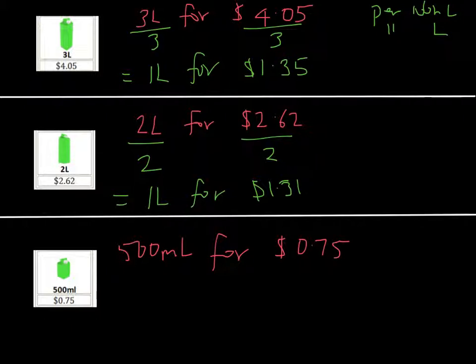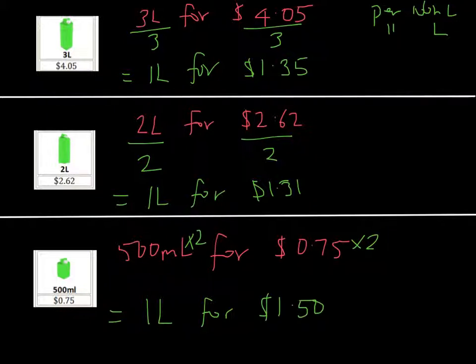With the last one, you can see that we have 500 mils for 75 cents. In this case, to get from 500 mils to a litre, we have to do the opposite this time. We're going to need to multiply by 2 to get it to a litre, so we'll need to multiply that price by 2. Therefore, 1 litre in this case is going to cost us $1.50. Leaves us with the middle one being the best buy, because 1 litre would be worth $1.31.